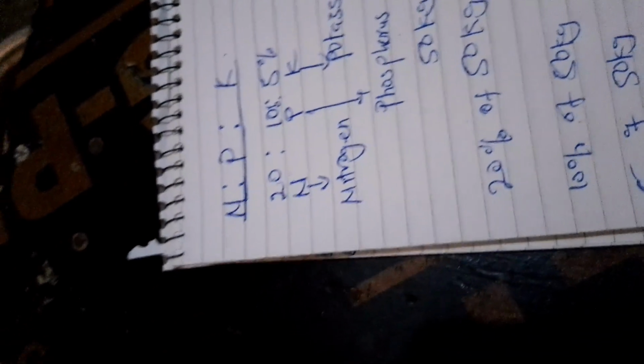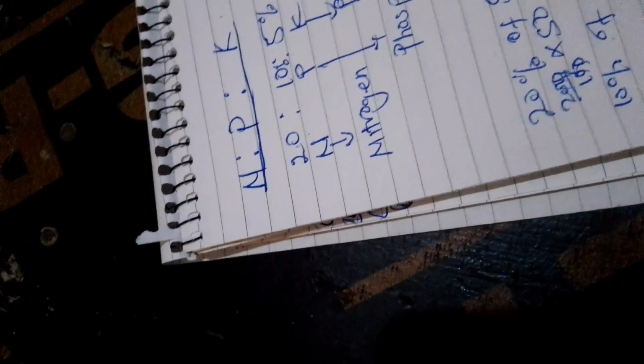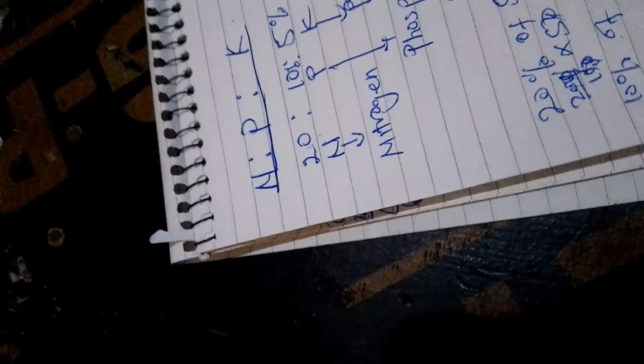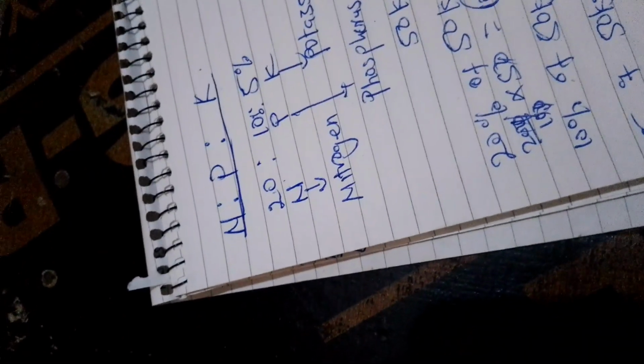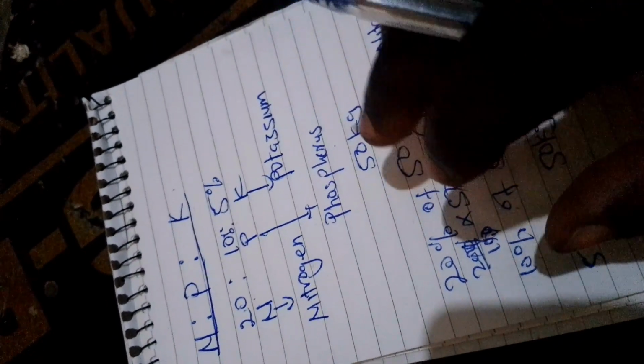So 20% of 50 kg, let's look at the weight of nitrogen in a 50 kg bag. It will be 20/100 multiplied by 50. This zero will cancel this one, this will cancel this, so you have 10 kg. That means out of the 50 kilograms, 10 kg is the amount of nitrogen in that bag.